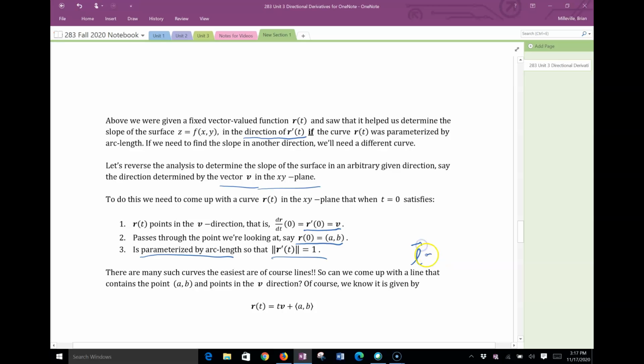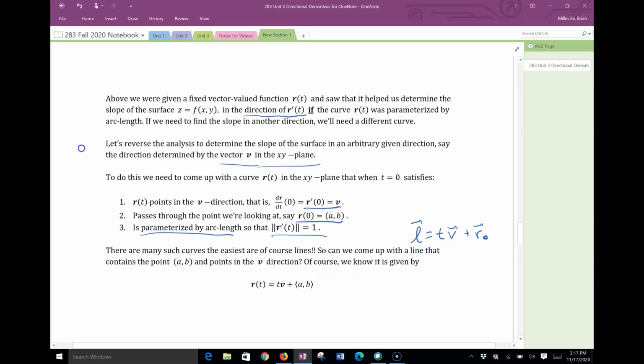L for line is going to be t times our direction vector plus our initial point vector, some vector point that lies on the line. Now, we want to use the vector AB as our starting point, and we want the direction vector to be v, which is the given vector, or the given direction. That's our compass direction that someone's given us.